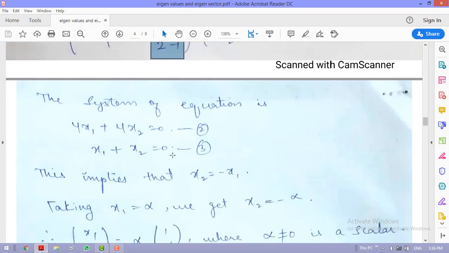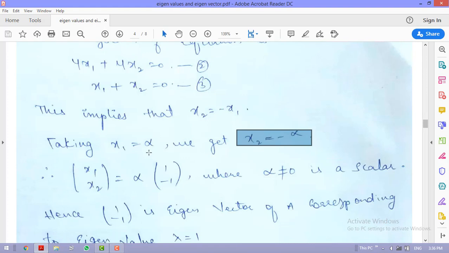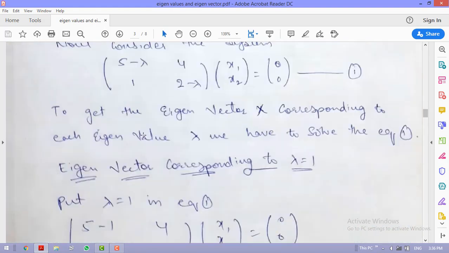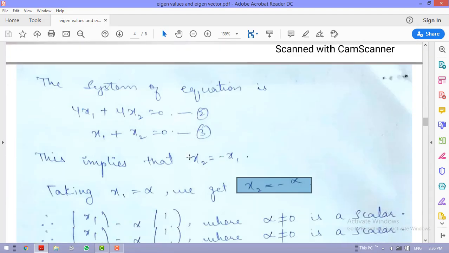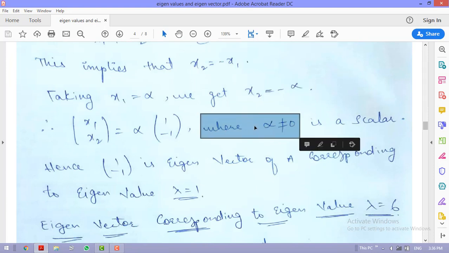So from these two equations, I can simply say that x2 is equal to minus x1, or I can say x1 is equal to minus x2. So here I am taking x2 equal to minus alpha. Automatically it will become x1 equals alpha, right? So the eigenvector for this particular system is alpha times [1, minus 1], where alpha is not equal to 0, which means alpha is a scalar. So hence [1, minus 1] is an eigenvector corresponding to eigenvalue lambda equal to 1.